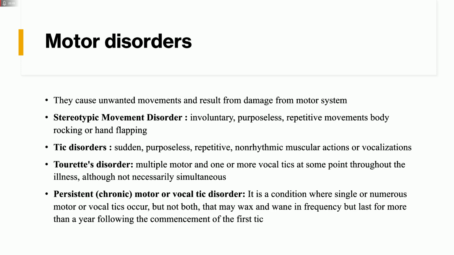In persistent motor or vocal tic disorders, there are single or numerous motor or vocal tics that occur, but they do not occur at the same time. Let's say a person has a motor tic, but only a motor tic is occurring. Or a vocal tic is occurring constantly, but not the motor tic. They both cannot occur at the same time. This is persistent chronic motor or vocal tic disorder. In Tourette's disorder, there are multiple motor tics and one or more vocal tics at some point throughout their illness.